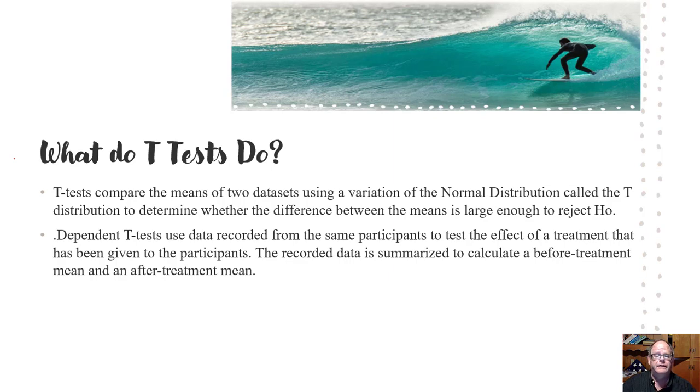All right. And then last week we studied a dependent t-test. They used data recorded from the same participants at two different points in time to test the effect of a treatment that had been given to the participants. The recorded data is summarized to calculate a before treatment mean and an after treatment mean. Then those means are compared.